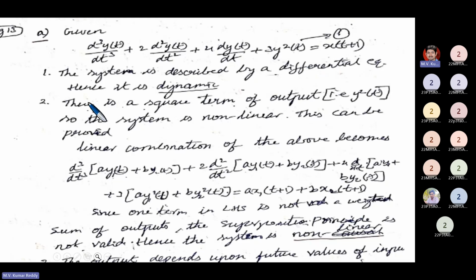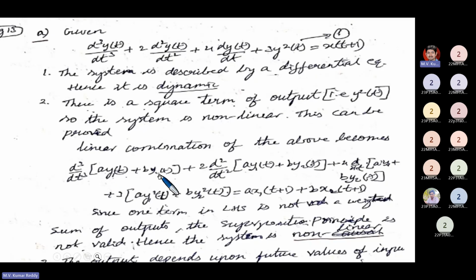Next, what is the second one? We have to check for linear, non-linear. See here, linear, non-linear. What is the answer? We got non-linear. So what is the condition? Here, the condition is every value should be written in this form only.